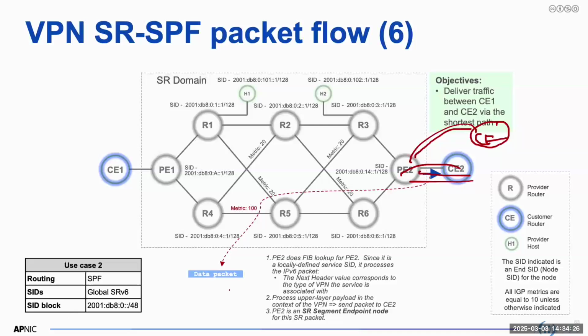So this is how, using traffic engineering and using the shortest path, we can provide connectivity to a VPN customer, or provide an overlay service to another department, using traffic engineering and the shortest path as well.